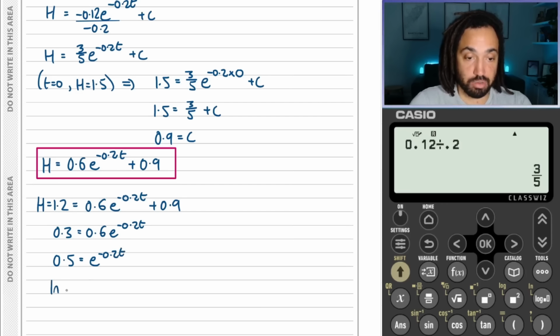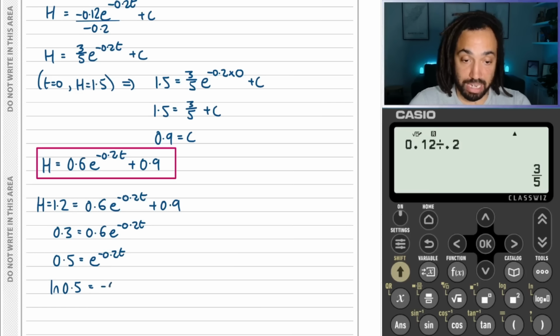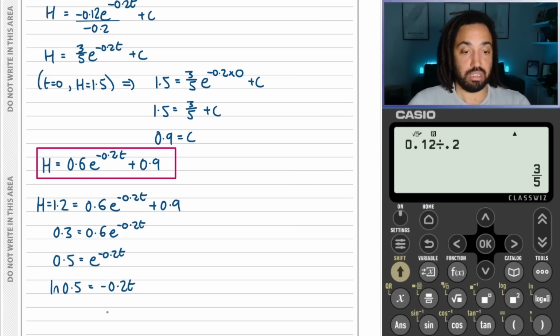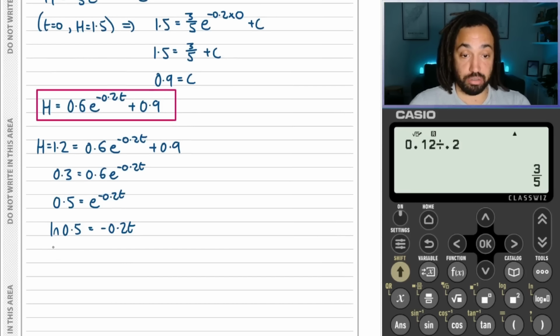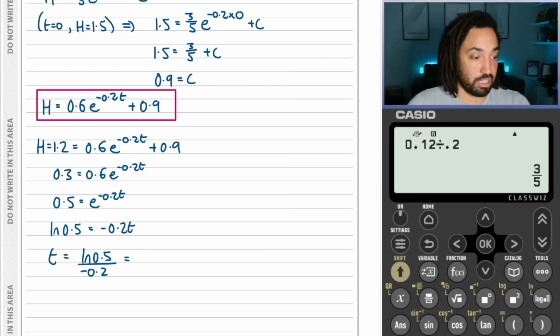And then we're going to take the natural logarithm of both sides, which is going to cancel out the e to the power of and just leave whatever the power is, like so. And then we're just going to divide through by minus 0.2. It wants it in hours and minutes, so we need to actually find the value of this.